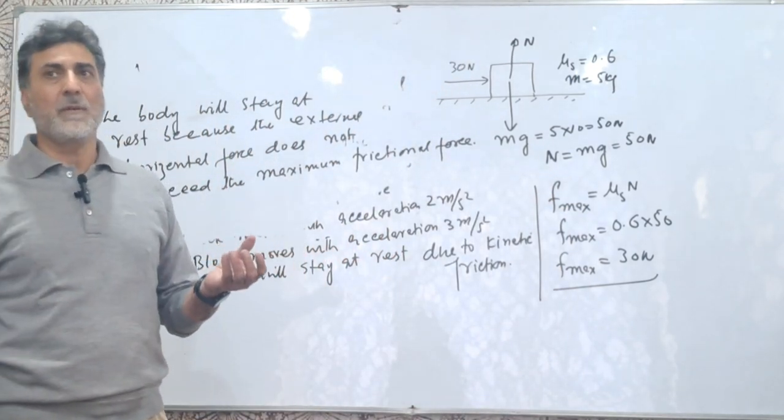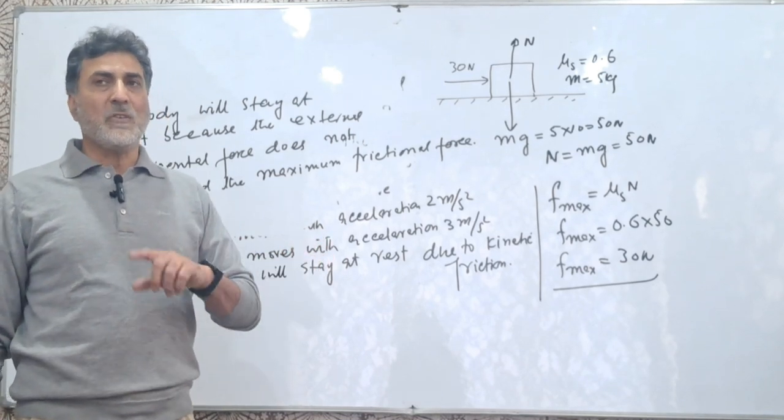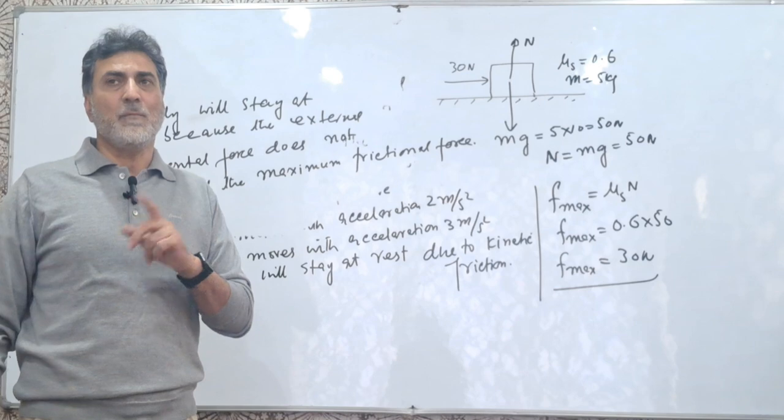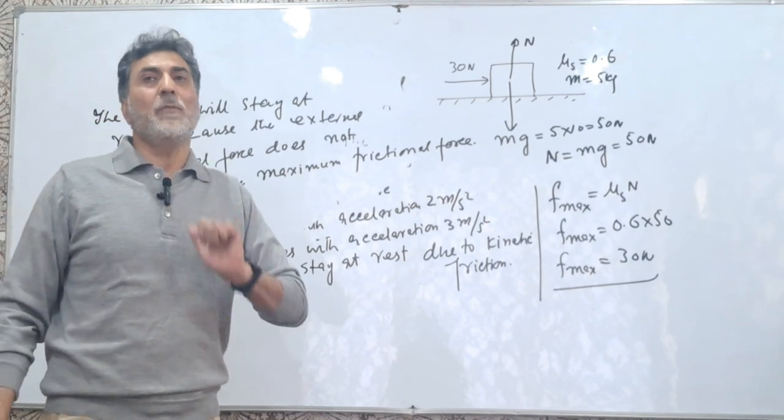So what is important here? You have to find the maximum frictional force, that is 30 Newton, but the external force does not exceed that 30 Newton. External force was also 30. Had the external force been 31 Newton, then the body would begin to move.